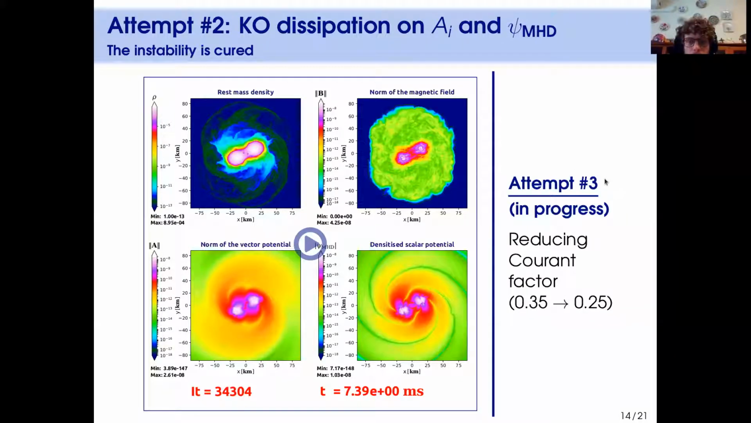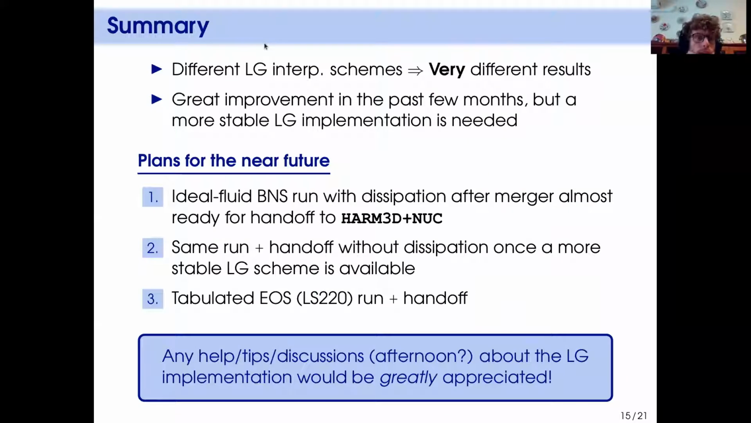The last attempt, which is in progress, is simply to reduce the Courant factor from 0.35, which was used in the previous simulations, to 0.25. And yeah, so to summarize, we saw that different Lorentz gauge interpolation schemes give rise to very different results in terms of stability, and that although there was a great improvement in the Lorentz gauge evolution in the past few months, a more stable implementation is needed.